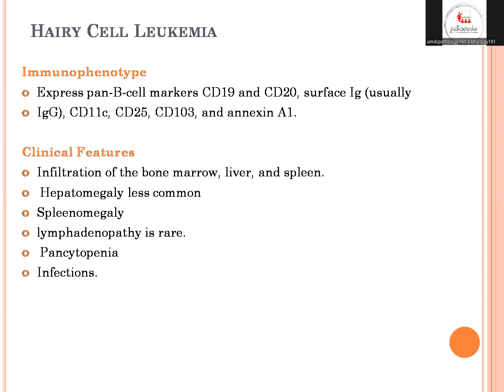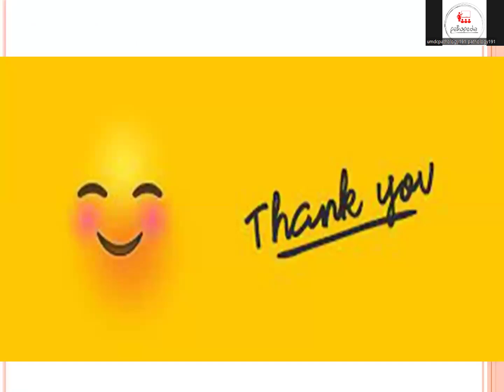On IHC, they show CD19 and CD20 positivity, surface immunoglobulin, mostly immunoglobulin G, CD11c, CD25, CD103, and annexin A1. Clinically, they present as infiltration of the bone marrow, liver, and spleen. Hepatomegaly is less common. Splenomegaly is common, lymphadenopathy is rare. Pancytopenia and infections. Thank you.